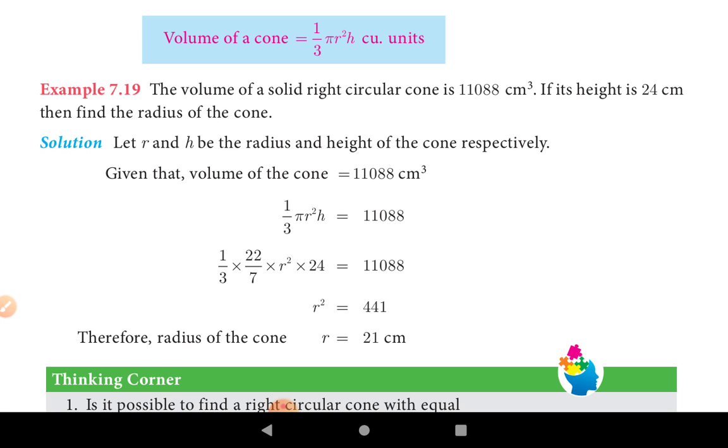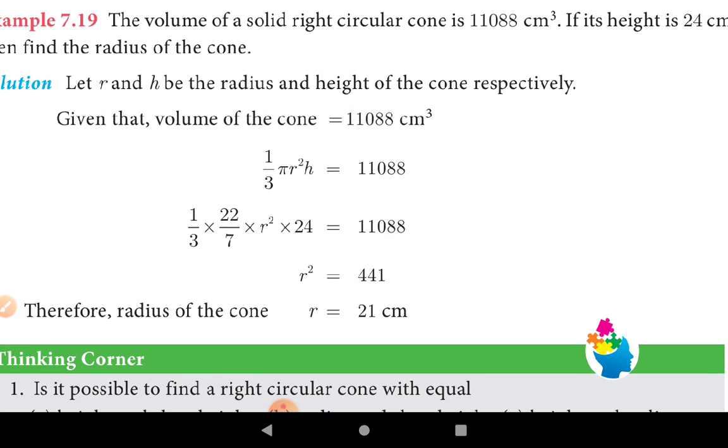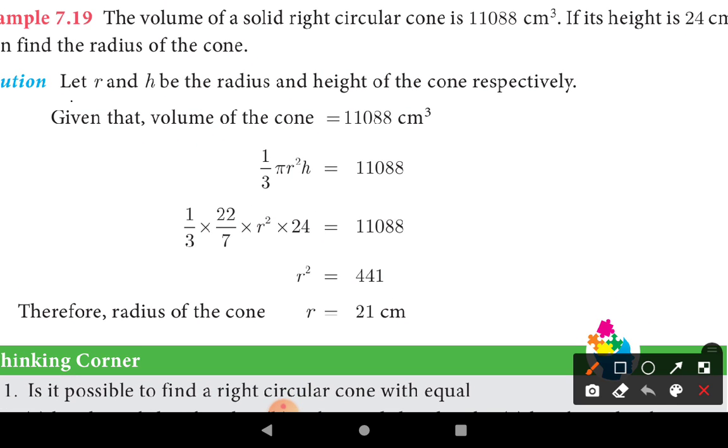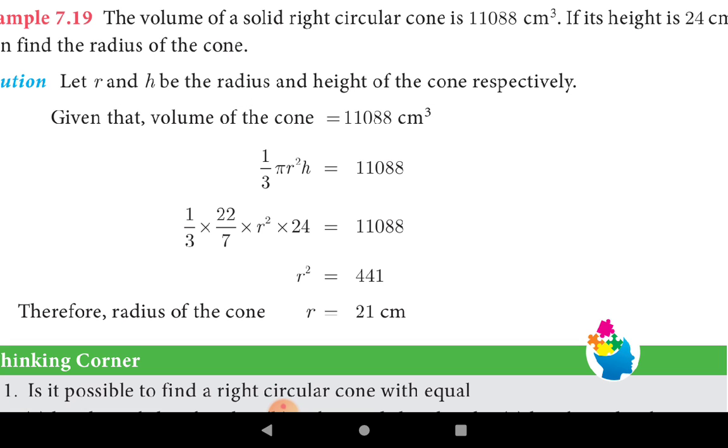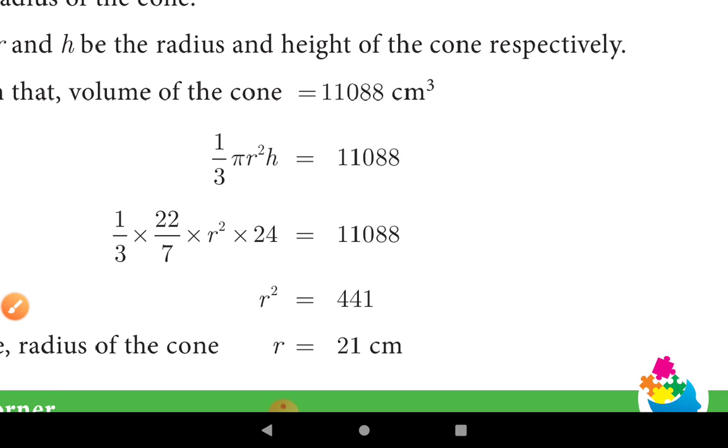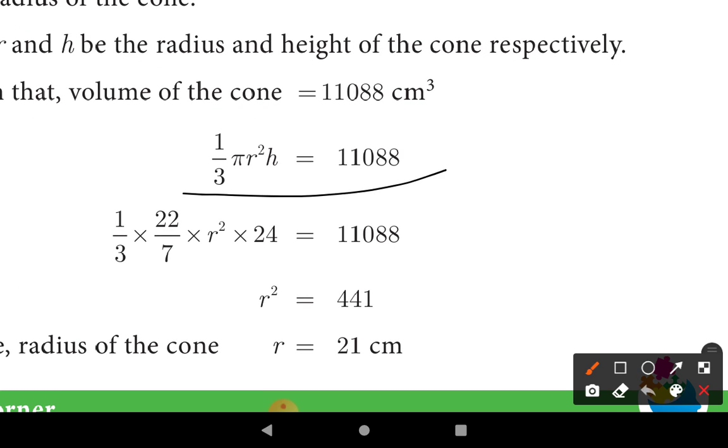As usual, you write the description. Solution: let r and h be the radius and height of the cone respectively. So what is the volume given? Given the volume of the cone is equal to 11088 centimeter cube. Now what is the volume formula? 1 by 3 pi r square h is equal to, so you have to evaluate in the same formula so that you can find the radius.